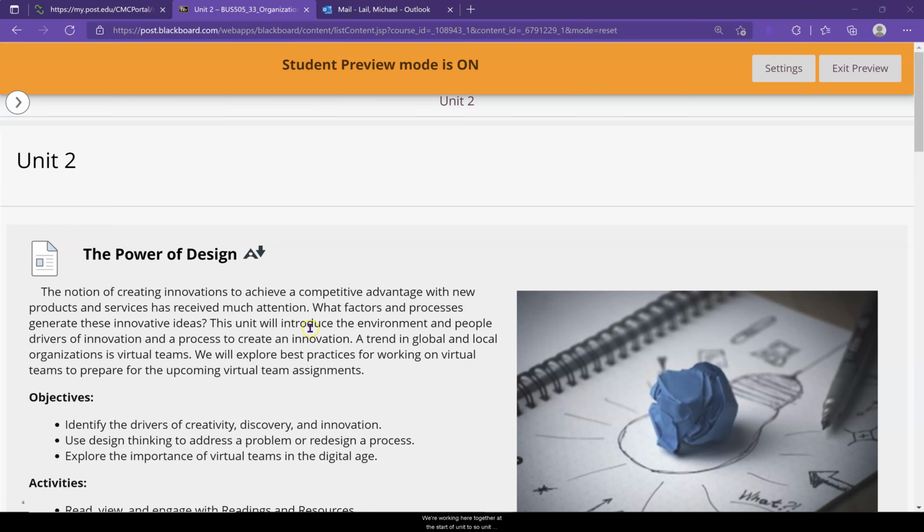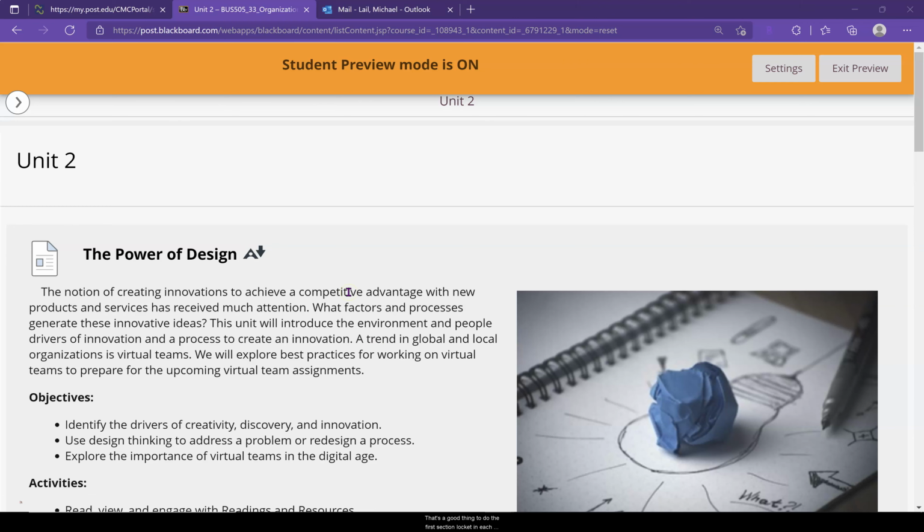We're looking here together at the start of Unit 2. So Unit 2 is going to introduce us and discuss a little bit farther in detail what they term the power of design. As you start the unit, make sure you look at the activities you're going to complete and the objectives. For me, it ties together or tells me why I am doing some of the things I'm doing in the unit, and I think that's a good thing to do.